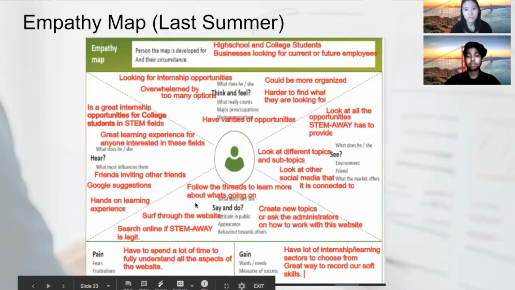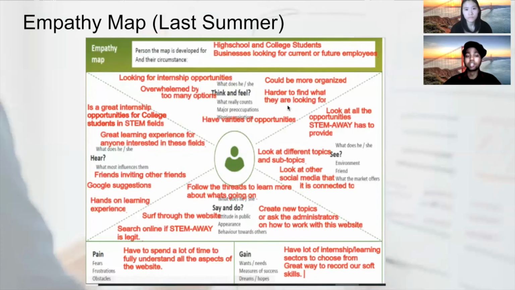And here's an example of what I did over the summer when I was the participant. That was when we were doing the landing pages for our SEMA website. I chose two of the most important stakeholders from the core portion of our stakeholder map: high school and college students, and the businesses looking for current and/or future employees. So what do they think? High school students look for internship opportunities, and businesses usually look to find students or future employees. And what do they hear?